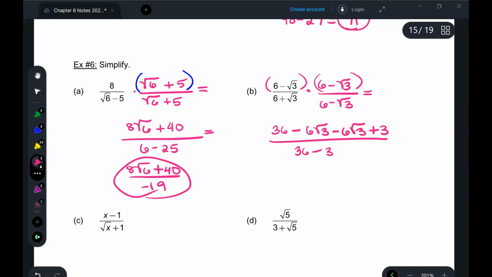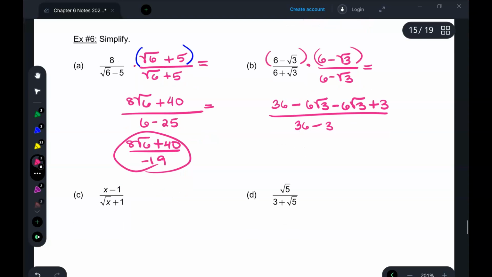Why 6? Okay, so we're doing FOIL on the top. We're foiling on the top, but on the bottom we just have to do first and last. So 36 minus 6 root 3 minus 6 root 3 plus 3 root 3... plus root 9. Because the outside and the inside will cancel. See, minus 6 root 3 plus 6 root 3. Okay, so we get 39 minus 12 root 3 over 33.